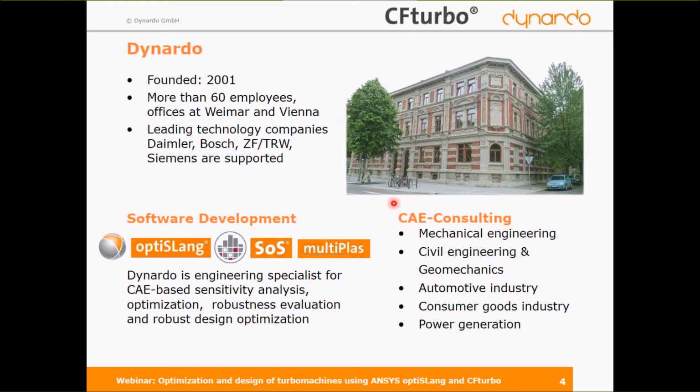Dynado is split into two parts: CAE consulting, like mechanical engineering or in the area of civil engineering, geomechanics, or automotive industry, but also software development, the second part. Today we'll focus on optiSLang, beside the other products SOS and Multiplas.